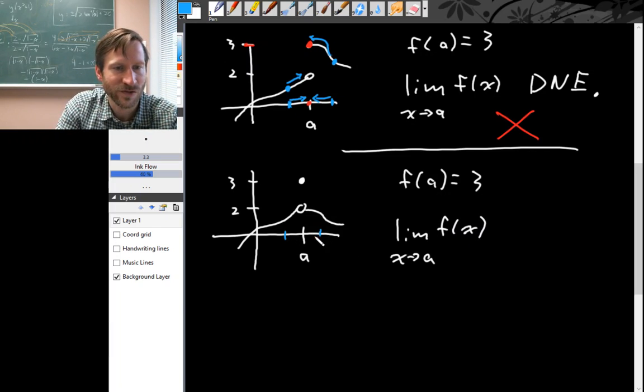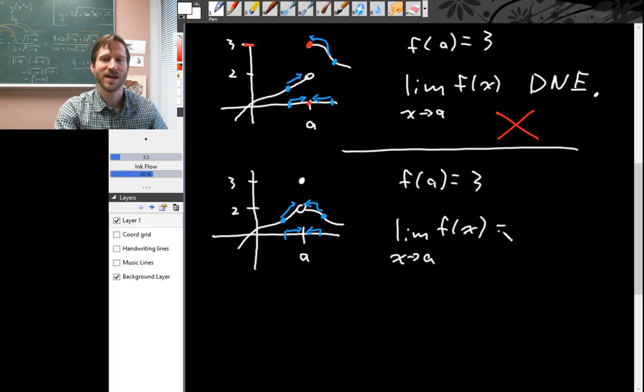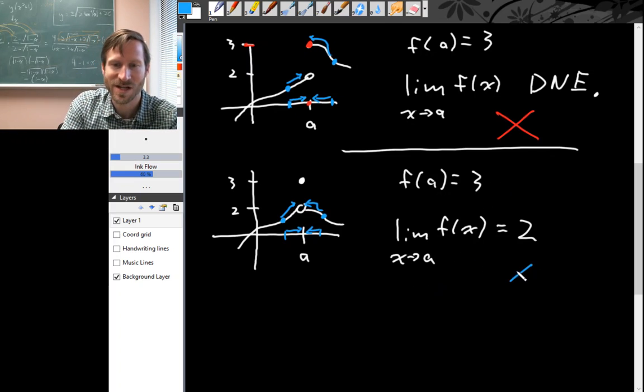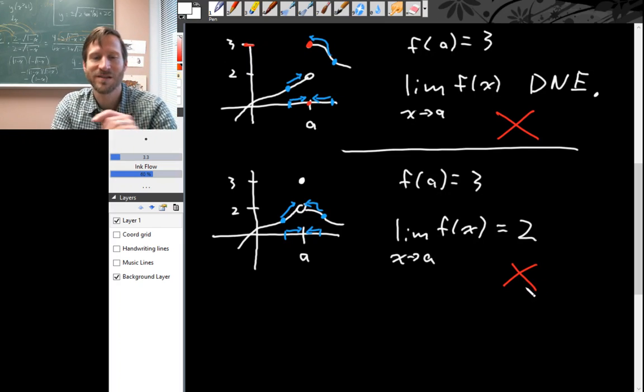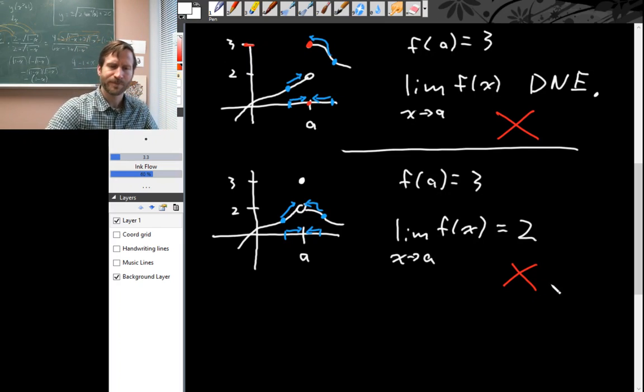So again, choose some blue x values near a. Those give you the blue points on the graph. As the blue x values slide towards a, it looks like the points on the graph are sliding towards the height 2. So this time the limit does exist, but still the limit isn't equal to the value of the function. So this function does not pass our test. What happens near the x value is not the same as what happens at the x value.